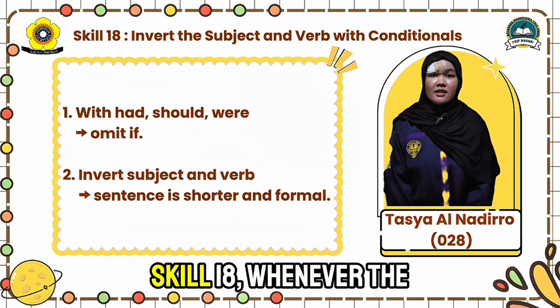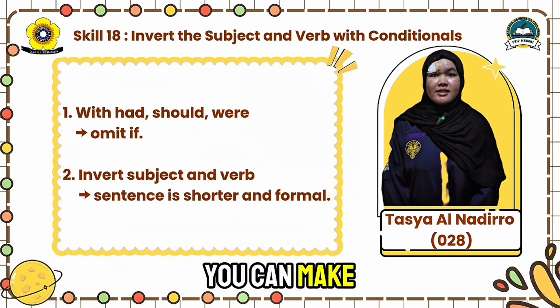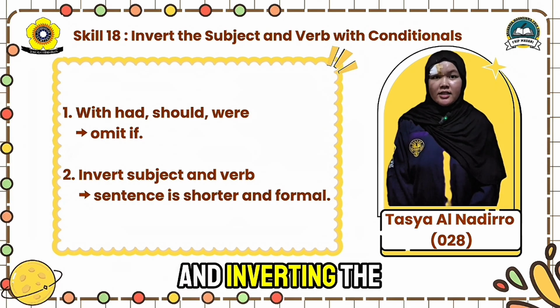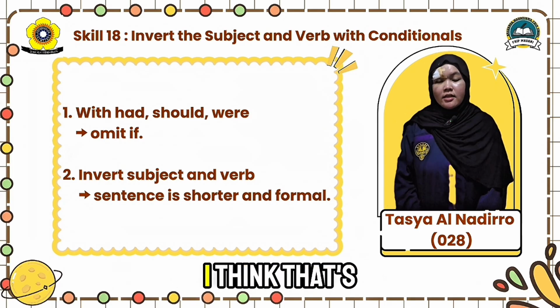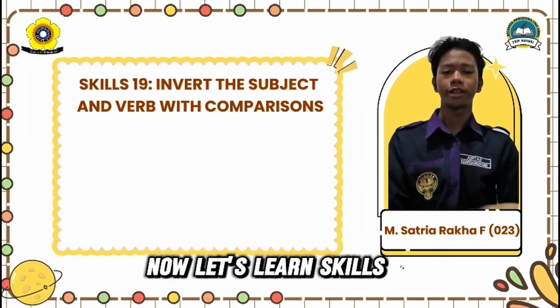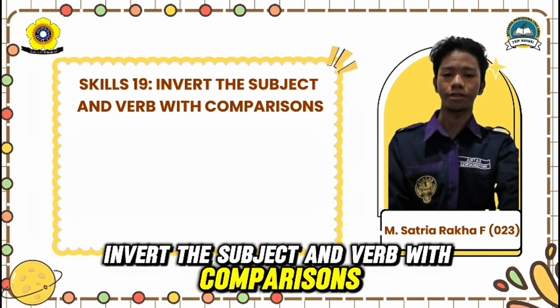So in skill 18, whenever the conditional uses had, should, or were, you can make the sentence shorter and more formal by omitting "if" and inverting the subject and verb. I think that's all from me. Thank you. Now, let's learn skill 19. Invert the subject and verb with comparisons.